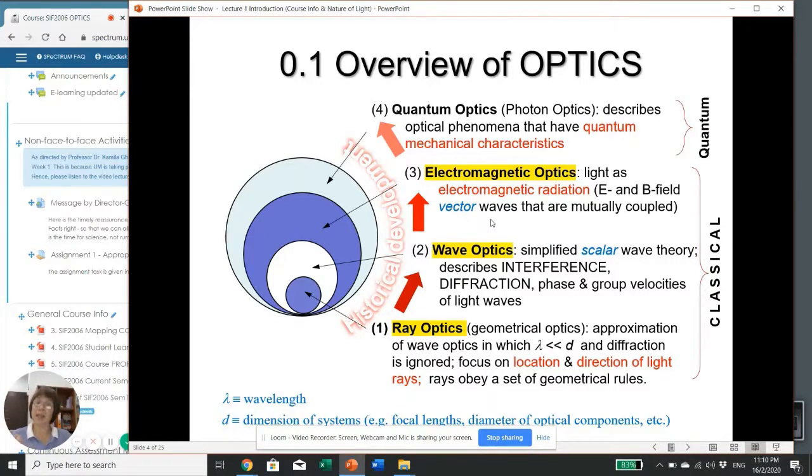And then next we'll go to electromagnetic optics. In this case, we will have to consider the vector field, and here we will be focusing on polarization of light. Of course, then there's another set here, which is quantum optics, or sometimes called photon optics. Here it describes the optical phenomena that have quantum mechanical characteristics. But we will not be covering this because this is not within our syllabus.